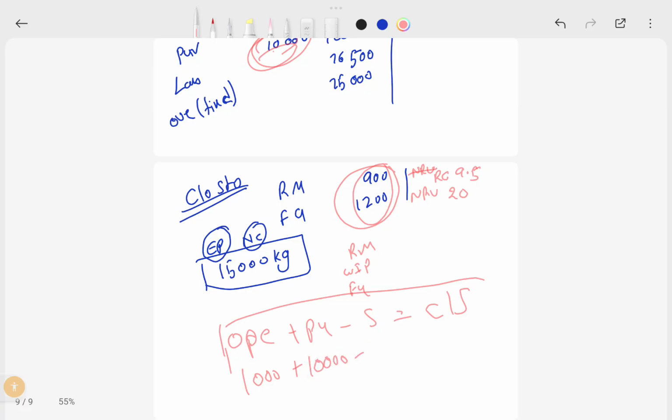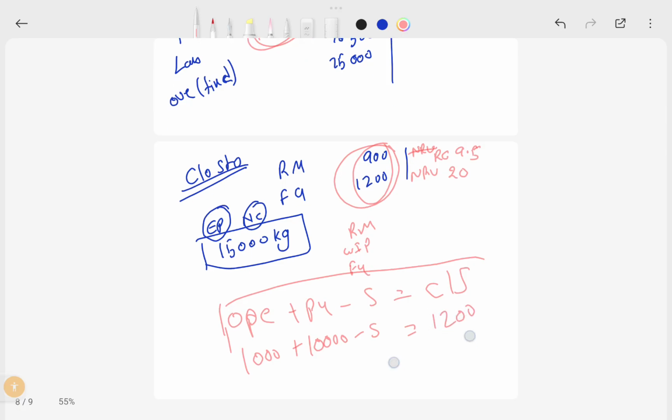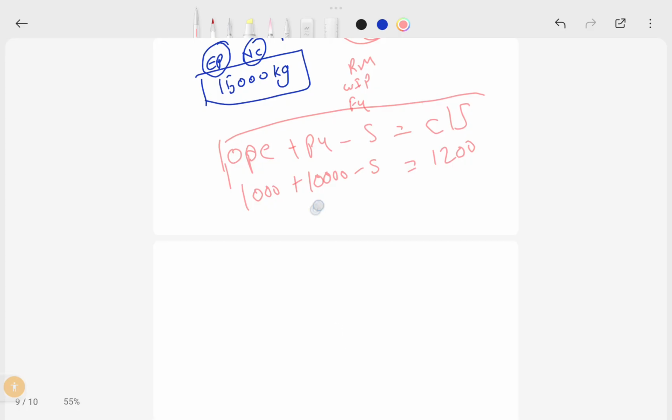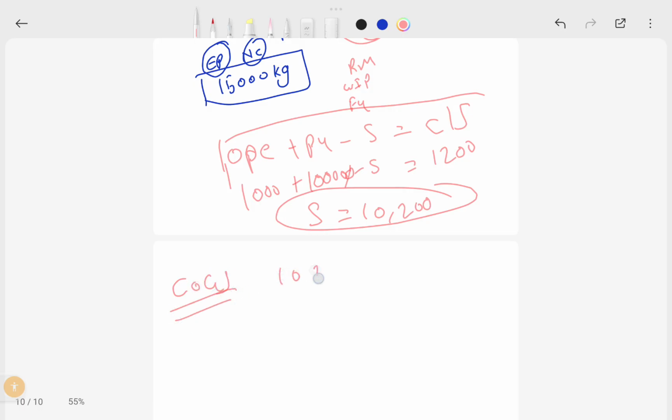Minus what is your sales? This you have to work out because they didn't give any sales quantity. And what is your closing stock of finished goods? 1200, right? So if you calculate this, your sales would be 10,200, right? So cost of goods sold is 10,200.